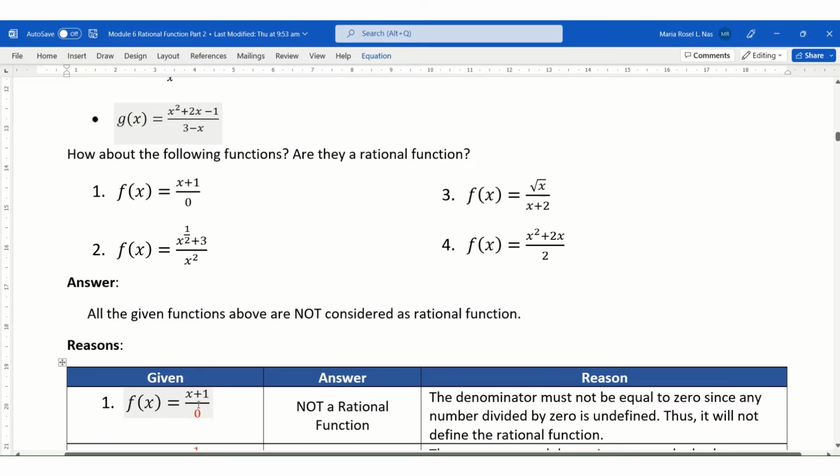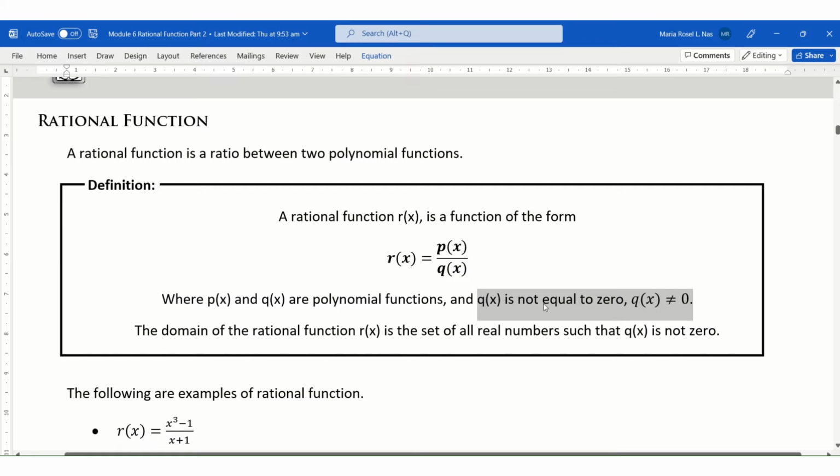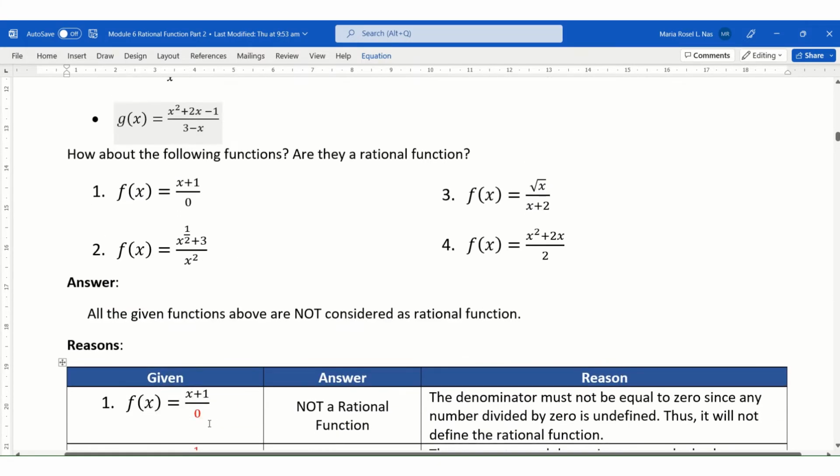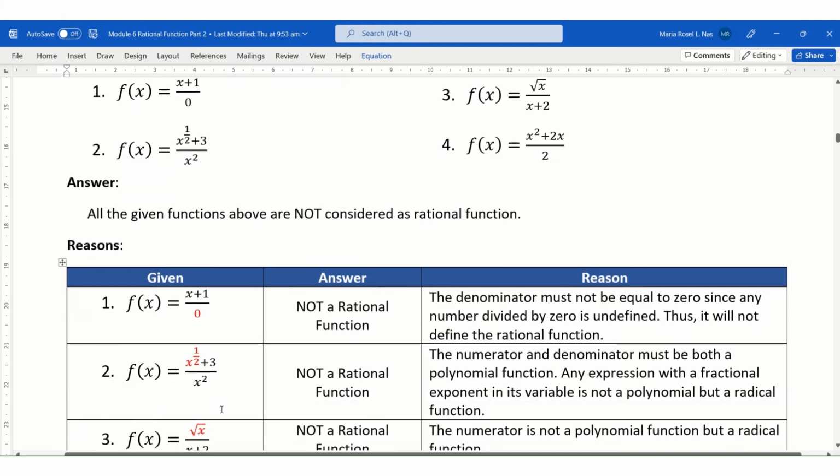So dito, x plus 1 divided by 0 is not a rational function kasi sabi natin, di ba, any number divided by 0 is undefined. So if it is undefined, it cannot define the function. And according to the definition of a rational function, the denominator q of x must not be equal to 0 para tawagin natin siyang rational function. So since 0 yung andito, this is not a rational function.